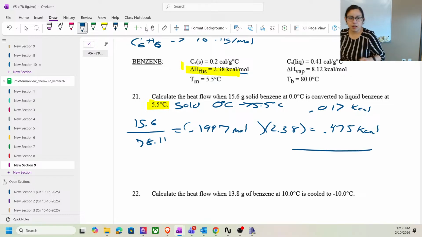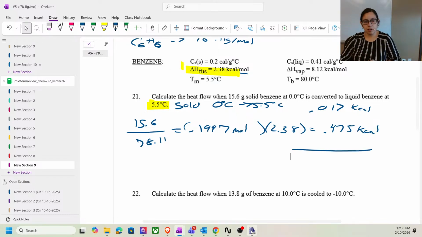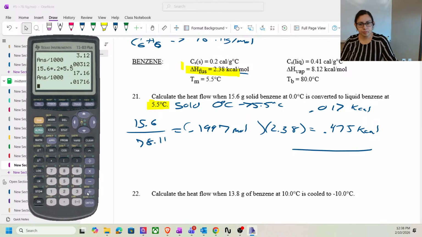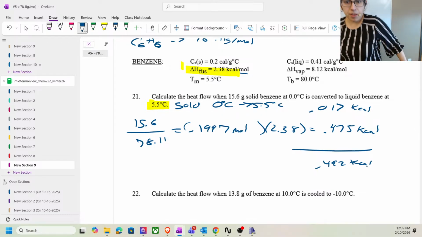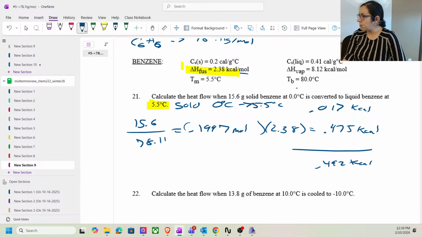And then now we can add it up to get our total heat flow of about 0.492. Does that sound better now? Sorry about that. Don't be like me. I got confused myself looking at 0, and then I forgot that we're not looking at water, we're looking at benzene. So just be very, very careful with all of that.